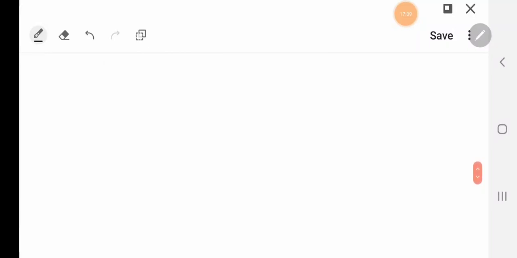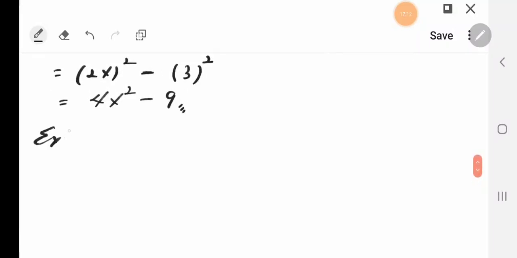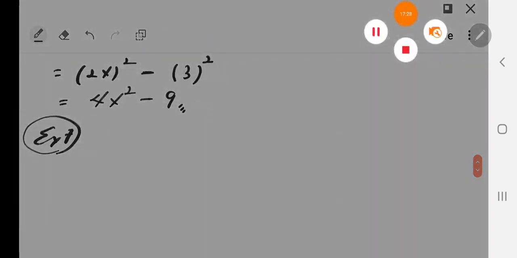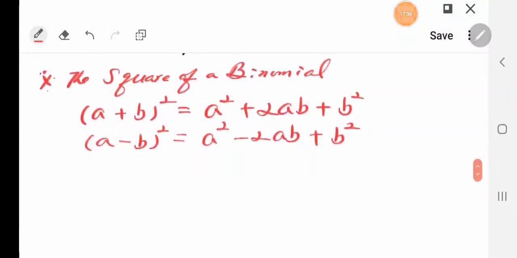Okay, let's try another example. Example 7. For this example 7, it is much better if we know the property, the square of a binomial property. This is the square of a binomial. So a plus b is a binomial, and I'm going to multiply this twice. So a plus b squared means this is multiplied twice.